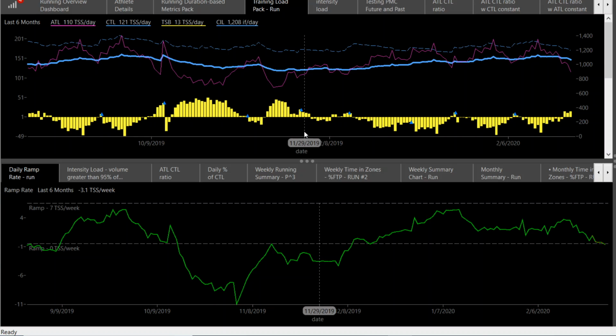So this TSS and RSS allows one to encapsulate both duration and relative intensity into one number, one score for that particular run that you did.